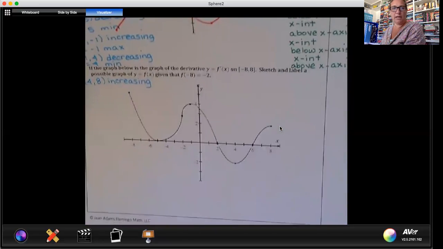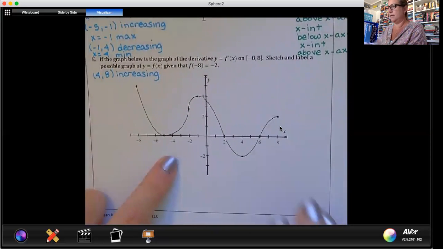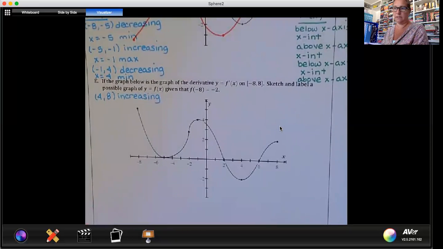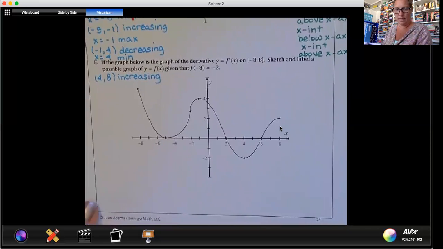So what's going to change here for part E is this time, instead of being given f, we're given f prime. And we have to work backwards to get f. So our notes are going to look just a little bit differently here. And then we're going to create a graph of f of x once we're finished with that.